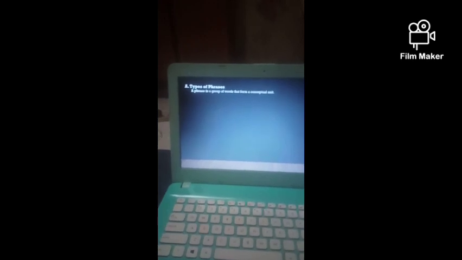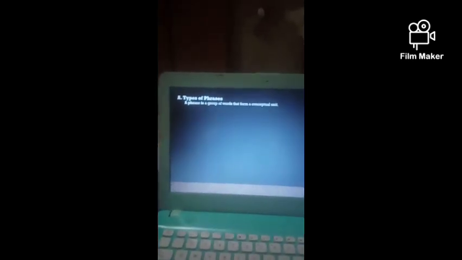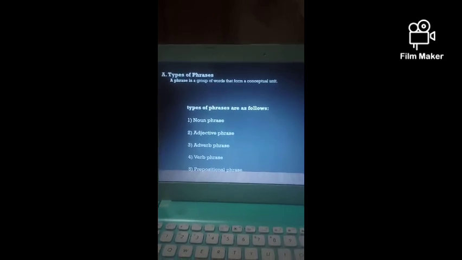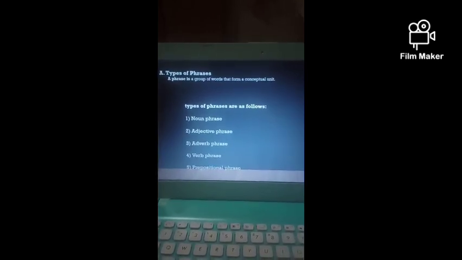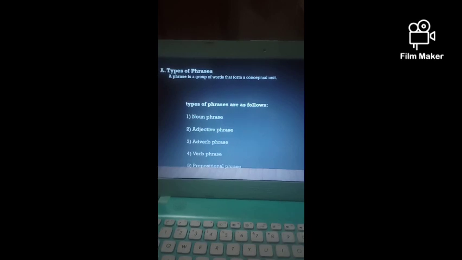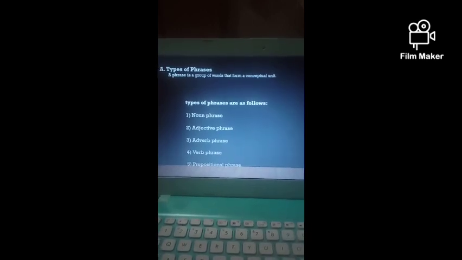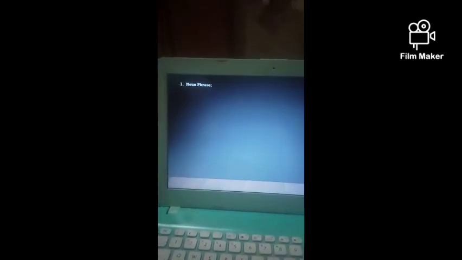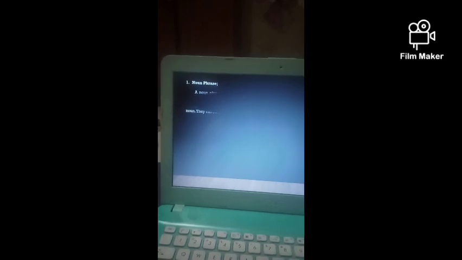Types of phrase. A phrase is a group of words that form a conceptual unit. Types of phrase are as follows: noun phrase, adjective phrase, adverb phrase, verb phrase, and prepositional phrase. The first is about noun phrase.